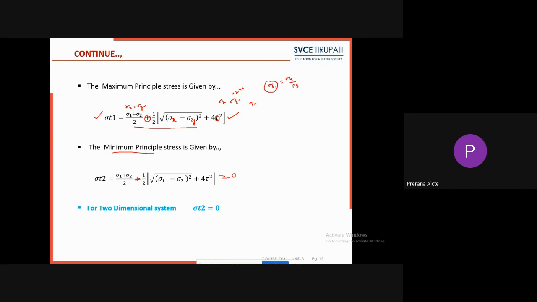What about maximum shear stress theory? Tau maximum is equal to, what did we say? Sigma T1 minus sigma T2 by 2. Yes or no? Sigma T1 minus sigma T2 by 2. What is sigma T2? 0. How to get sigma T1 value? This equation you are going to calculate.